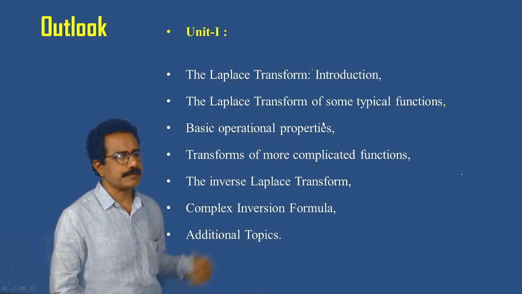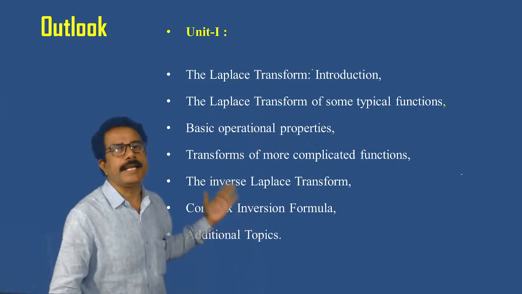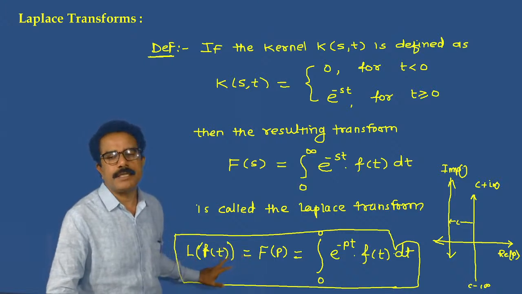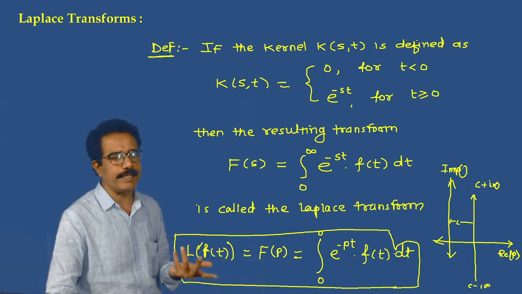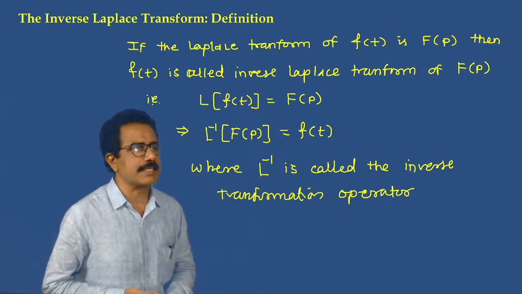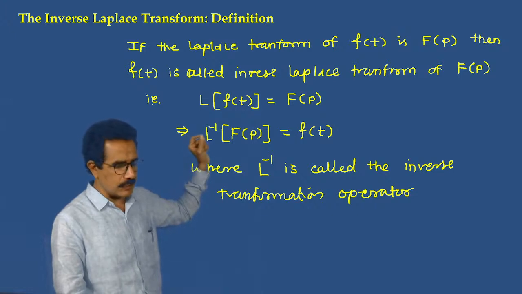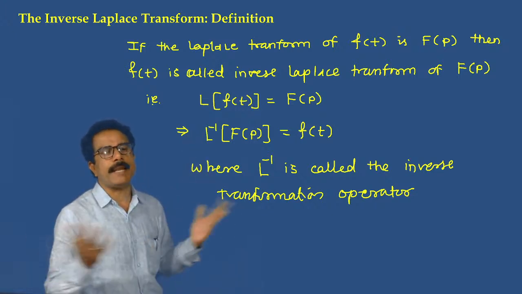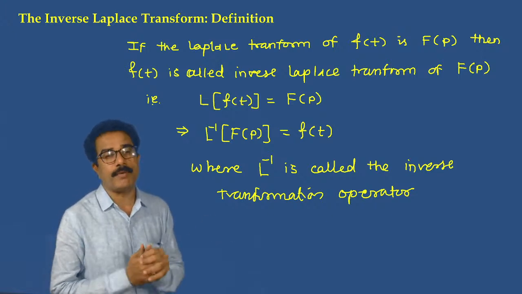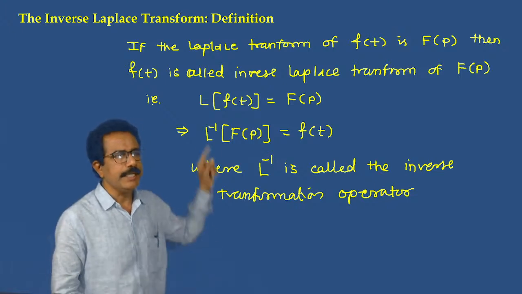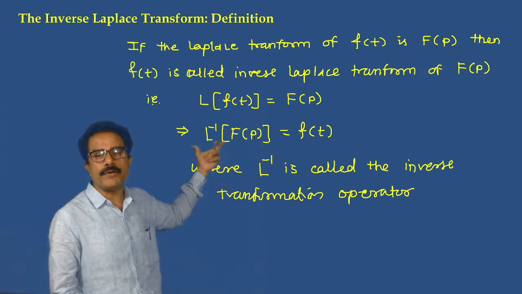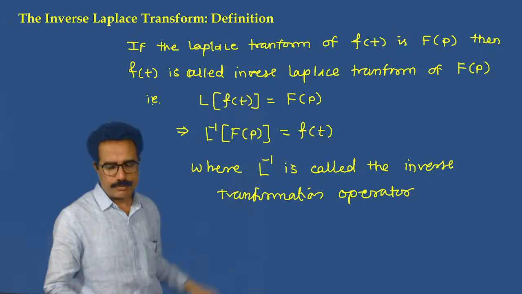One minute. That is inverse Laplace transform and examples based on this. This is the definition of inverse Laplace transform. Means L of f of t is equal to capital F of p is equal to integral from 0 to infinity. Okay, this is the definition of the inverse Laplace transform. If the Laplace transform of small f of t is capital F of p, then small f of t is called the inverse Laplace transform of capital F of p. Okay, so L of f of t is equal to capital F of p, then we can write L inverse of F of p is equal to small f of t.